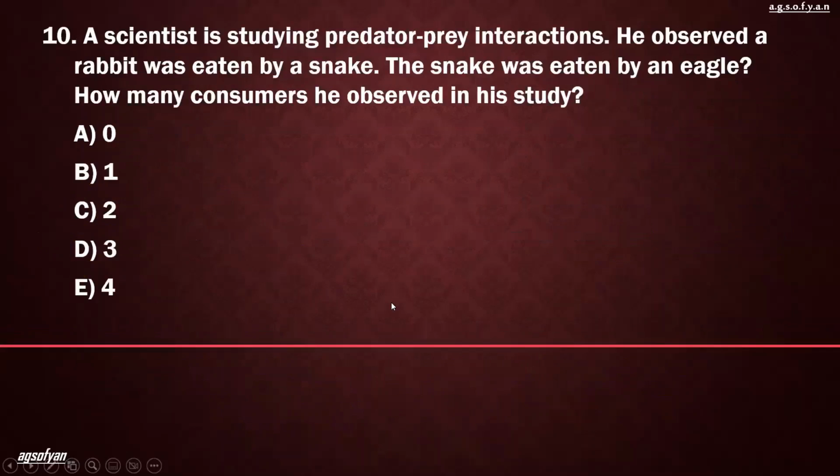A scientist is studying predator-prey interaction. He observed that a rabbit was eaten by a snake, 1, 2. And then the snake was eaten by an eagle, 3. Okay, how many consumers did he observe? How many consumers? 3. 3, because rabbit is also a consumer. Okay, rabbit might eat the vegetable. Alright, so the answer should be 3, not 2, because rabbit is also a consumer.